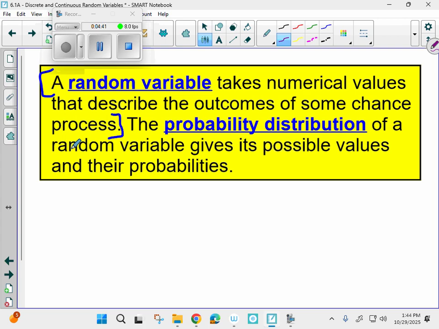This could be the number of cracked eggs in a carton of eggs. This could be the number of students who get an A in AP statistics. And then we have the probability distribution. Again, we talked about this. You get the possible outcomes and their probabilities, so both are provided.